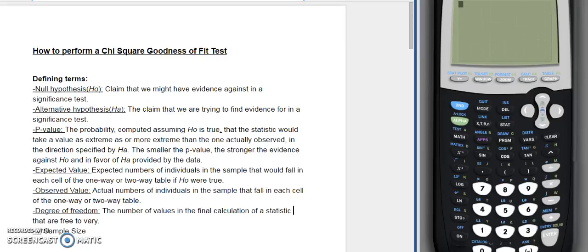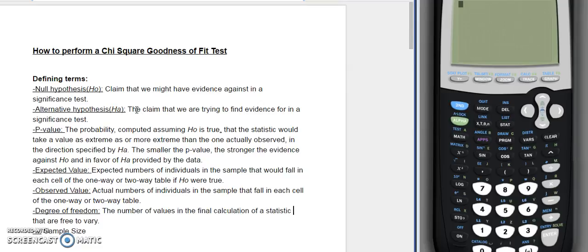How to perform a chi-square goodness of fit test. First, we'll start by defining the terms. A null hypothesis, or H0, is a claim that we might not have evidence against in a significance test. The alternative hypothesis, or HA, is the claim that we are trying to find evidence for in a significance test.